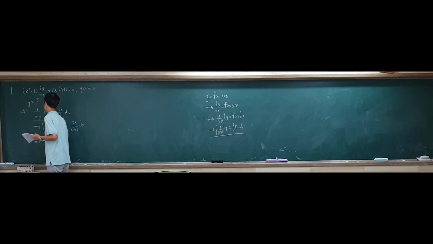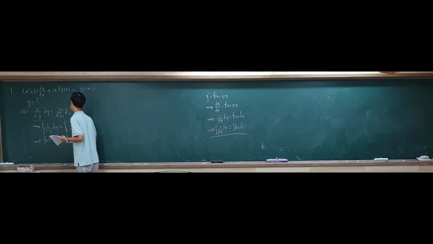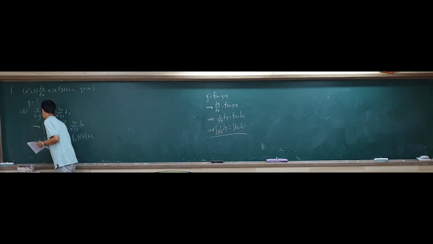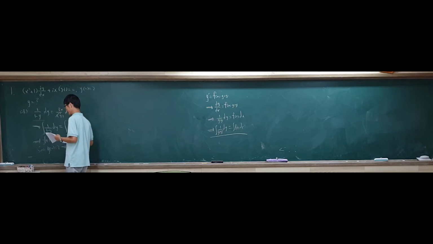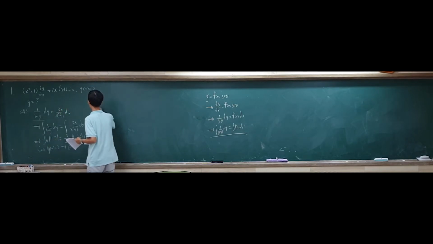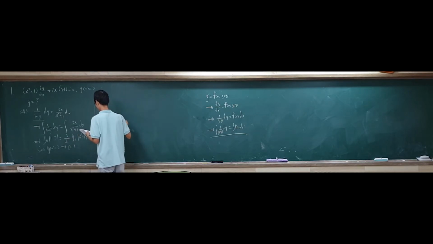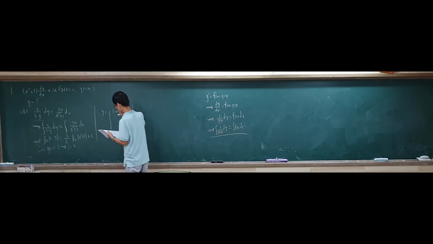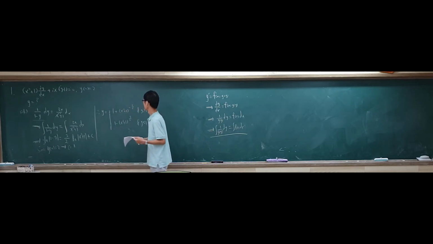So we have minus log 1 minus y is equal to log x squared plus 1 plus c. Since y0 is 2, we can see that it must be 0. So the solution is given as follows. Depending on the value of y, we have independent solutions.